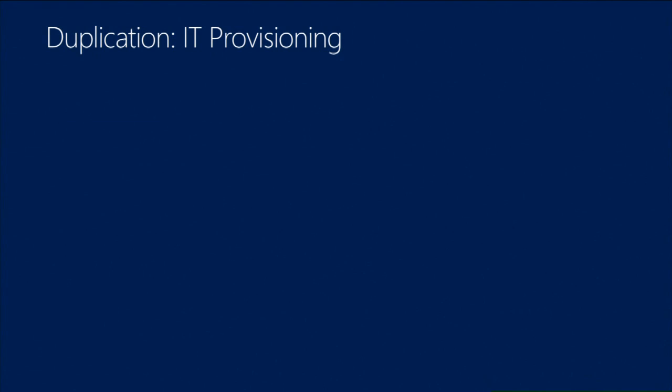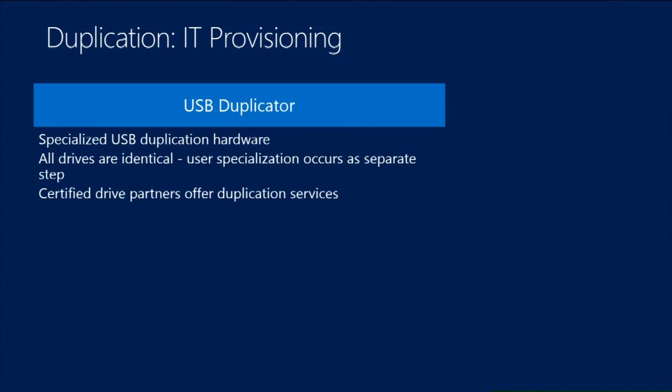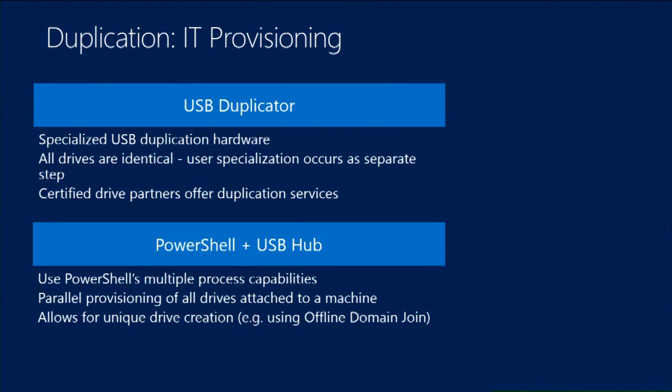I could have a hub connected to that as well, and using the parallel capabilities of PowerShell, do multiple, up to about 12 drives at the same time if I wanted to step through that process. And that's what we just mentioned here: USB duplicator or PowerShell plus hub.